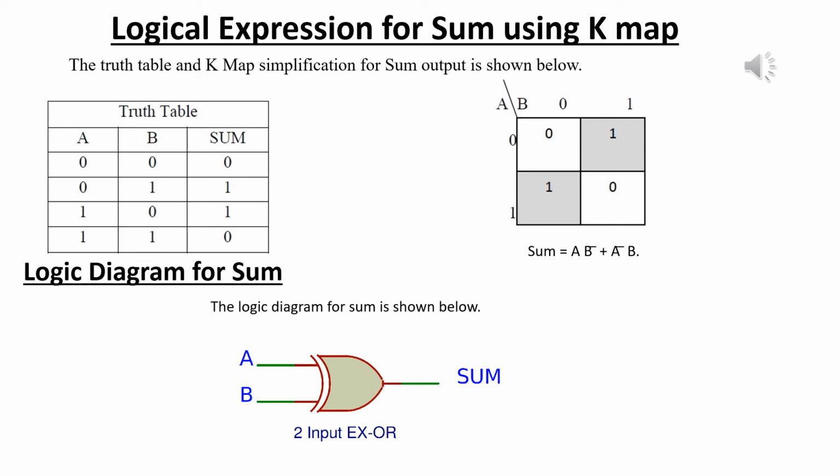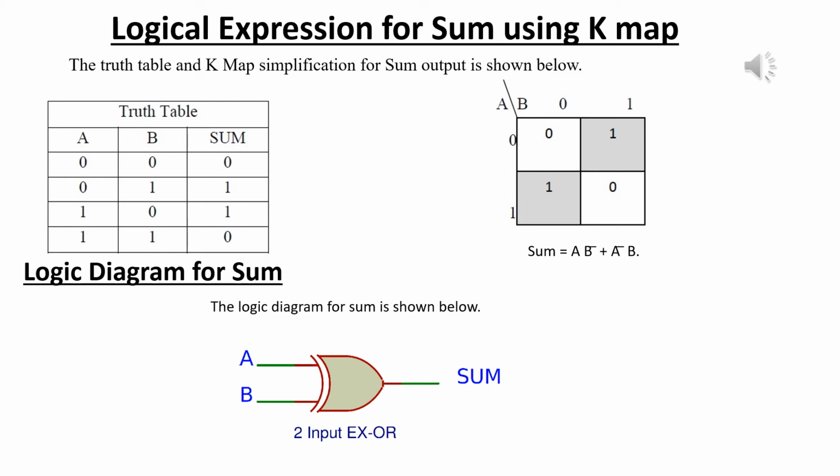So this two-variable K-map has 4 cells in it. Now I am going to enter the sum values in these 4 cells. For the inputs 0, 0, the sum value is equivalent to 0. So the first cell will have the value 0. Then for 0, 1, the sum value is equivalent to 1. Then for 1, 0, its value is 1. And for 1, 1, its value is 0.